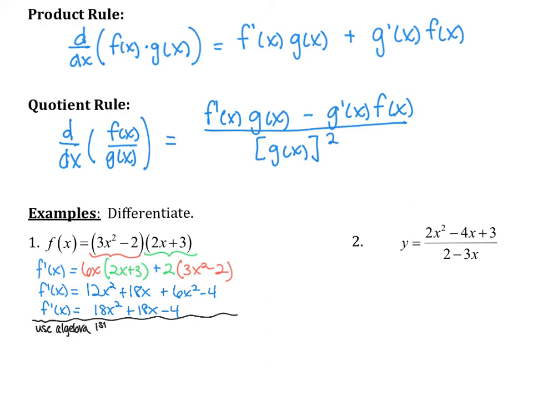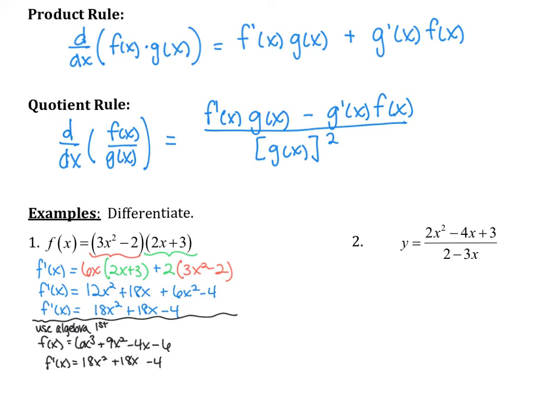So we're going to talk about using algebra first. What might that look like? Well, if I used algebra first, the first thing I'm going to do is rewrite what f of x equals. And multiplying those out, I would get that f of x equals 6x cubed plus 9x squared minus 4x minus 6. And now I can take the derivative here. And if I take the derivative with respect to x now, I get 18x squared plus 18x minus 4.